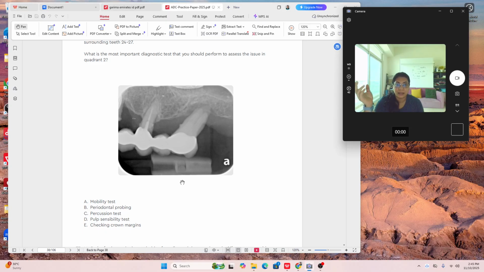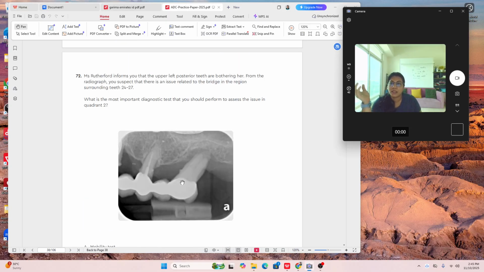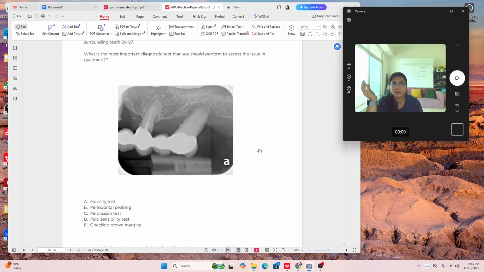But I understand that she has not mentioned that there is a pain history, but she says it's bothering her. So it's worthwhile to check, is the botherness there when she's biting, when you tap on it. It will give you a picture of the periapical status because you see some problem happening. So according to me, percussion test should be the right answer, but the answer key here has given periodontal probing.